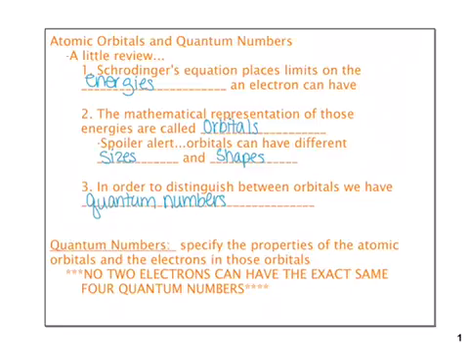It is incredibly important that you remember that no two electrons ever can have the exact same four quantum numbers. They can have 3 out of the 4 the same, but never all 4 of them.